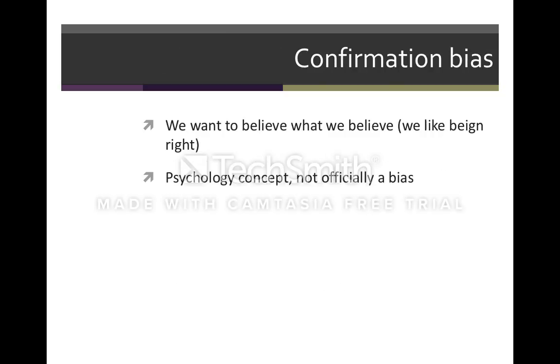Before I start talking about types of bias, though, I want to share an idea from psychology. So this is not an official type of bias at all, but there's a phenomenon within psychology called confirmation bias, which is the idea that as human beings, we want to continue believing what we already believe. In other words, we like being right. That's a characteristic of being human.